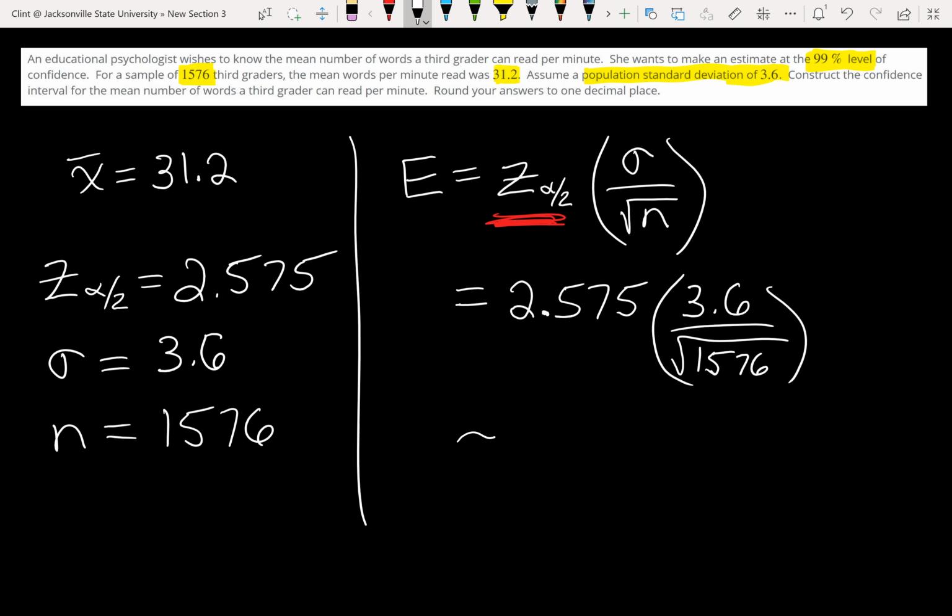Okay. And on these margins of error, you want to be really careful. You don't want to round too much, too early. We don't want to really round until we get to the very end of the problem. So let's see what we get. 2.575 times 3.6 divided by the square root of 1,576.